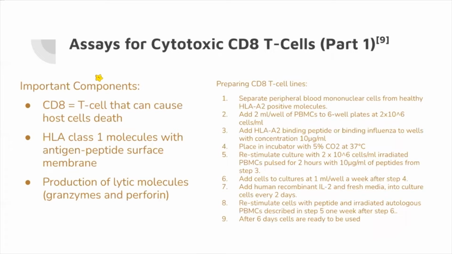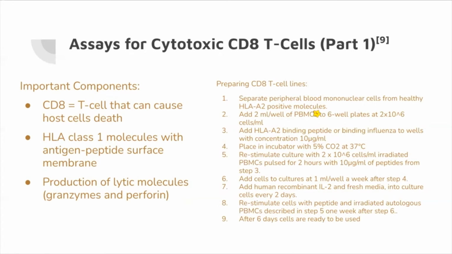In the next 3 slides, we will have an example of how this technique is used in order to kill breast cancer cells. So first, you would have the important components. Obviously, the CD8 would be involved. The HLA class 1 molecules would be the components on the surface membrane that attract CD8 to the breast cancer cells. And then we would form the granzyme and perforin lytic molecules inside the CD8 T cell.